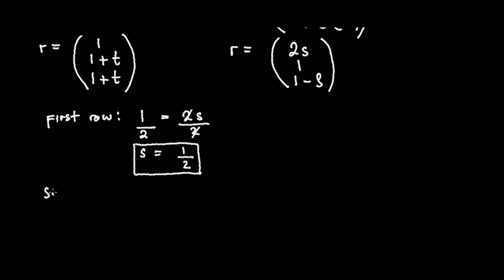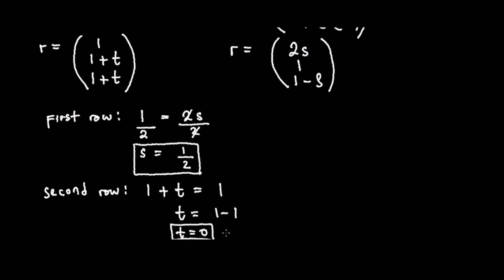Second row. So think of doing this for the first, second and third row. So second row: 1 plus t is equal to 1. That means t is equal to 1 minus 1. So t is equal to 0. Like that. Third row: 1 plus t is equal to 1 minus s.